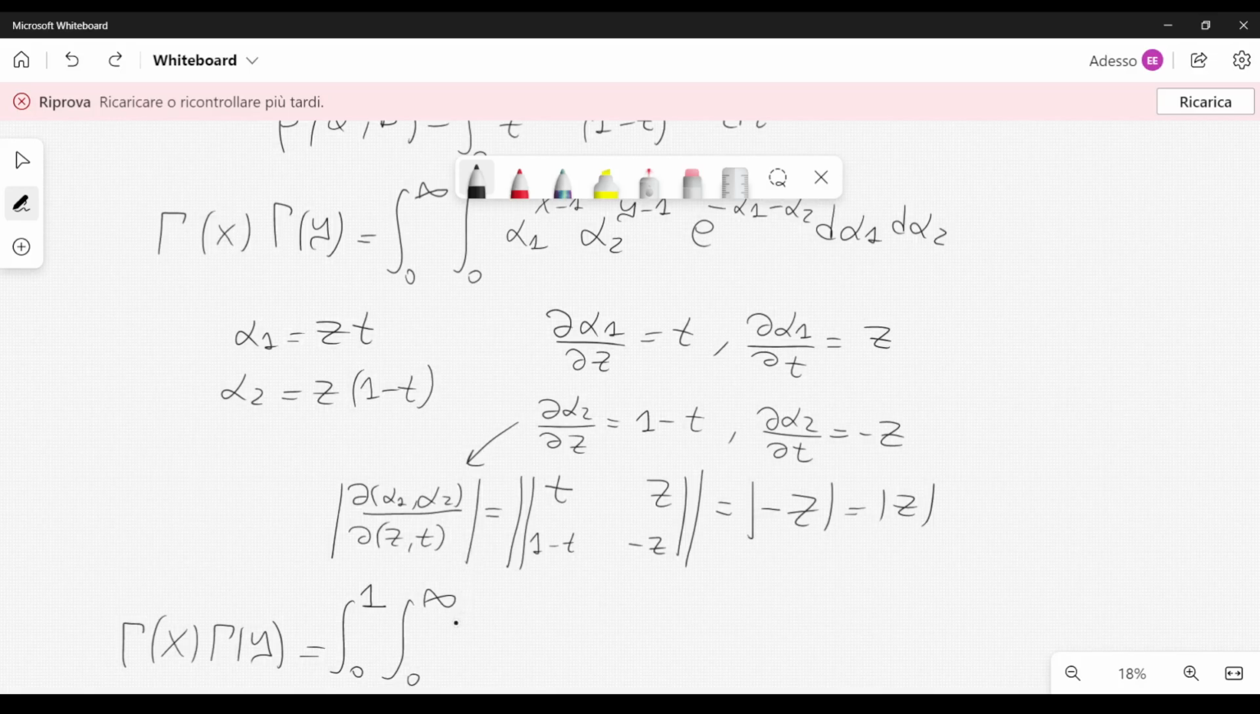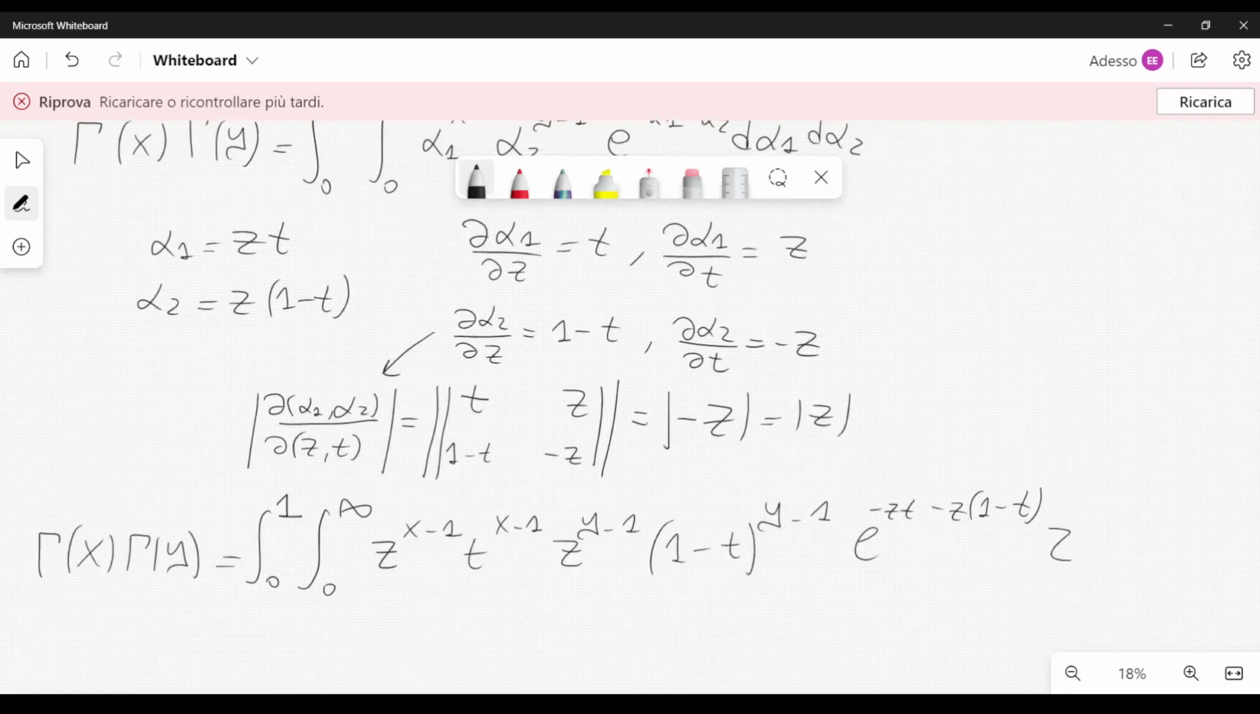And then here we get z to the power x minus 1, t to the power x minus 1, and then we get z to the power y minus 1, and then we get 1 minus t to the power y minus 1. Then we get e to the minus zt minus z times 1 minus t. And then we get the absolute value of z, but it is just simply equal to z because z is positive, dz dt.